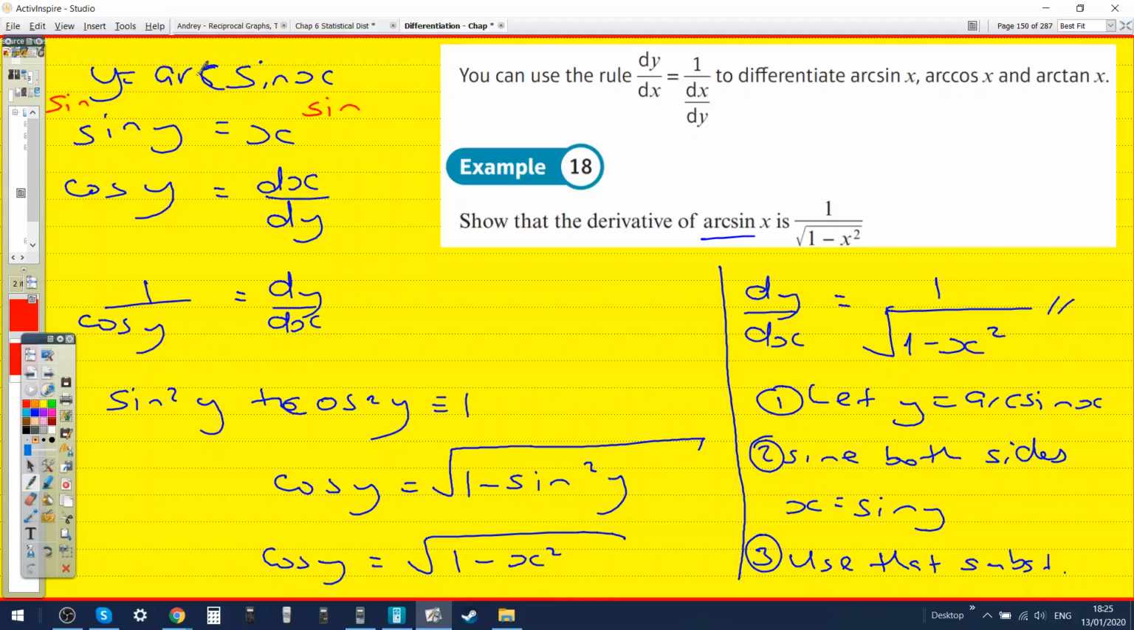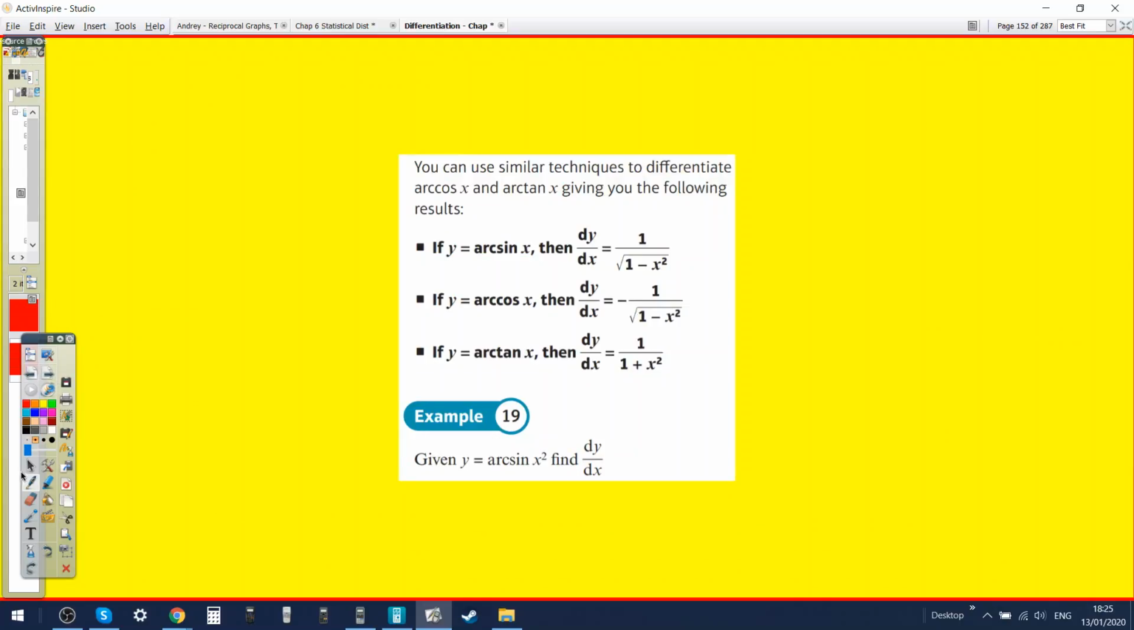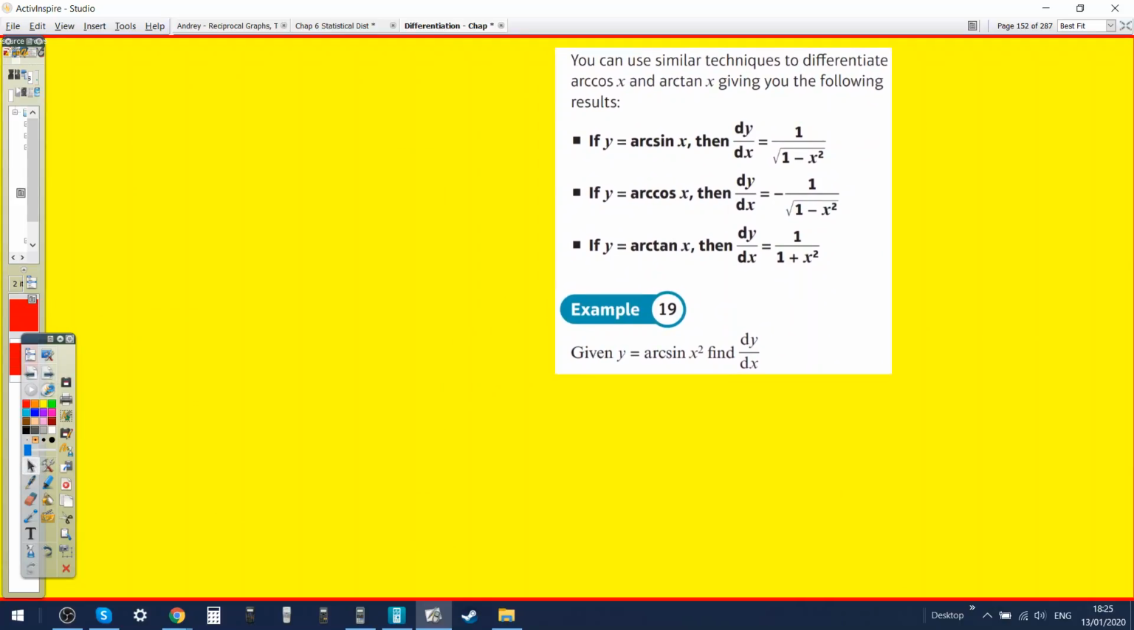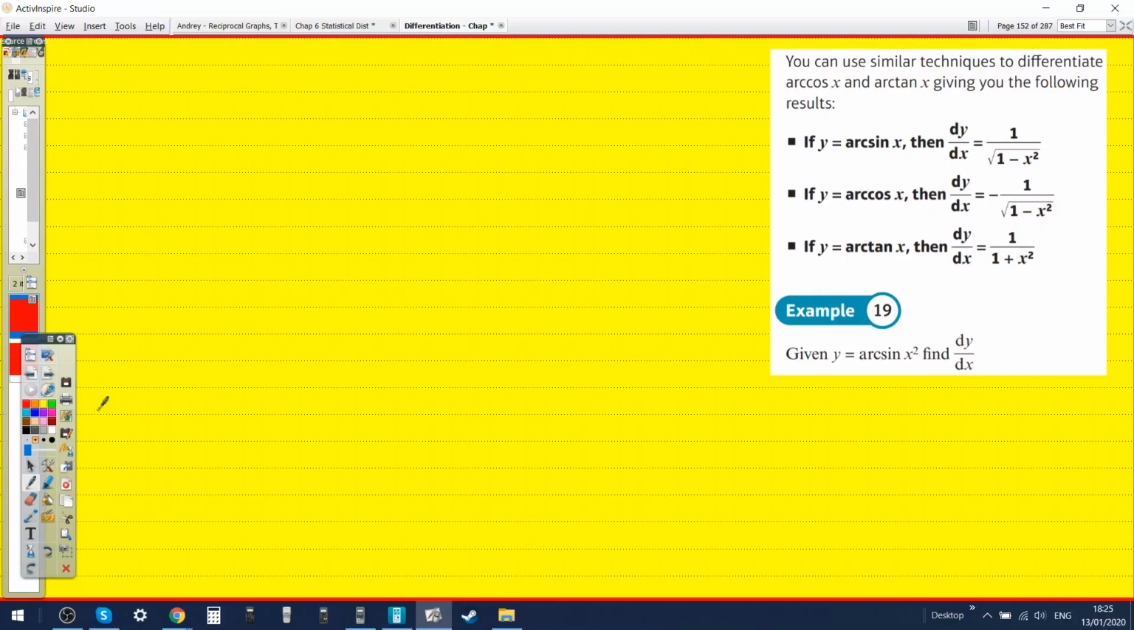If you've got an arc sine, we don't know the derivative of arc sine, but we do know the derivative of sine. So maybe you think to put it as sine instead of arc sine. Okay, I'll remember that. Tricky. Well, I hope you remember it. I might not. Okay. So using that, try this one.